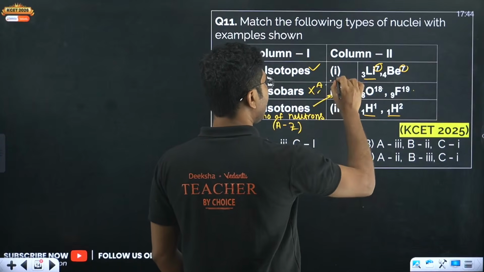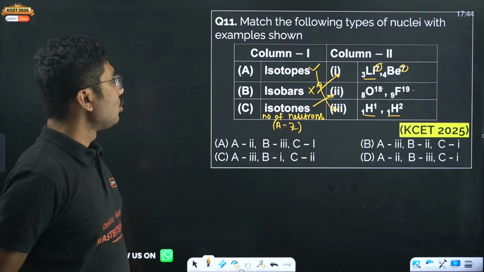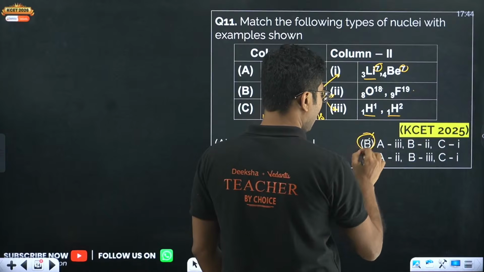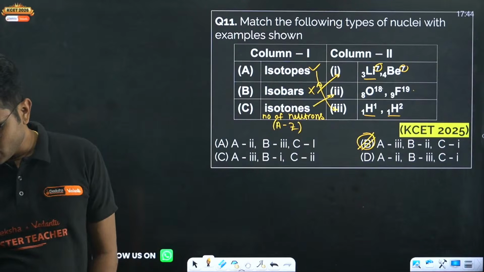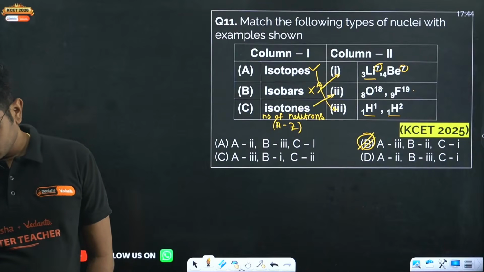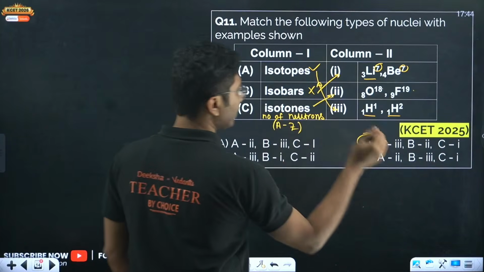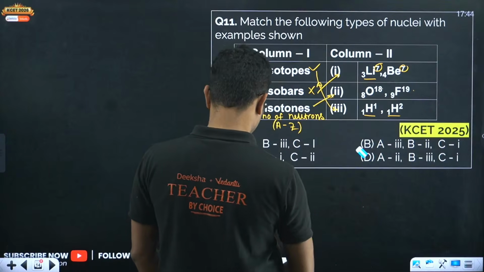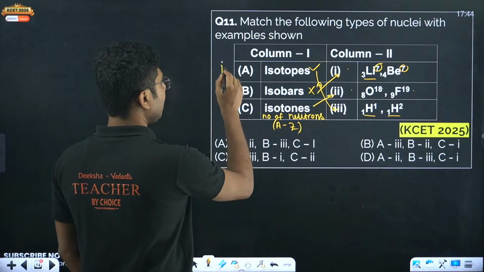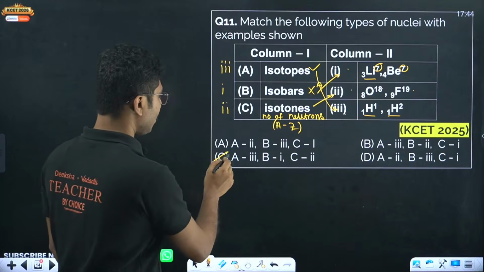Isotone is 2, isobar is 1, whereas isotope is 3. So 3, 2, 1, option B is correct. Yes, so Chetan, no, C is not correct. Sorry, 3, 1, 2. Yes, 3, 1, 2. Okay, so 3, 1, 2 is correct. So option C is correct.